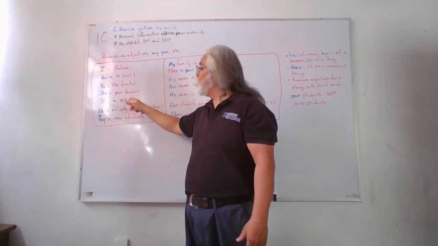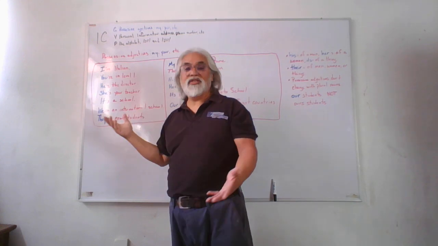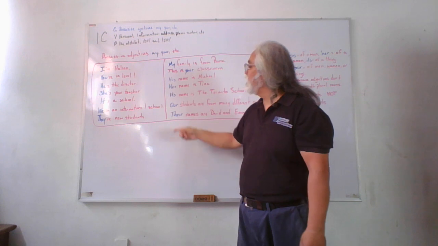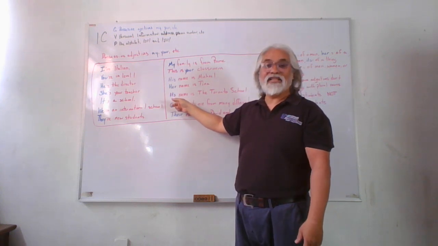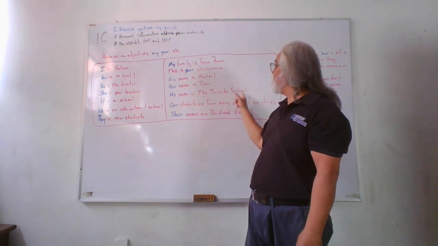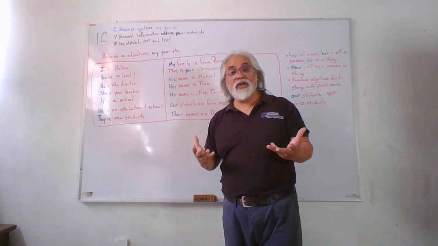It's a school. Now this is where I told you pay attention. It is, because the pronunciation is the same. Here we have it is a school. It's a school. Same pronunciation. Its, okay, but without the apostrophe. Its name is the Toronto School. Okay, so you have to pay attention when you're reading.